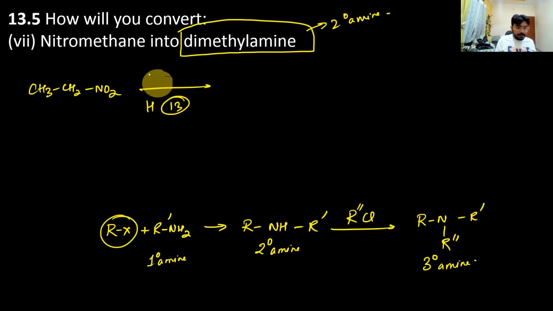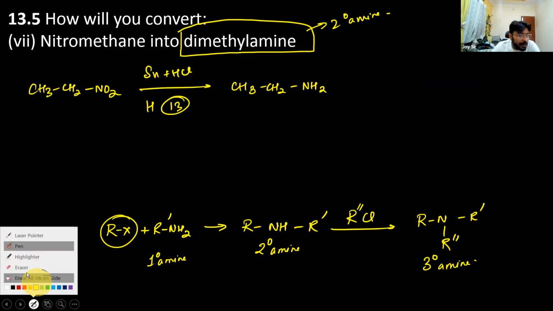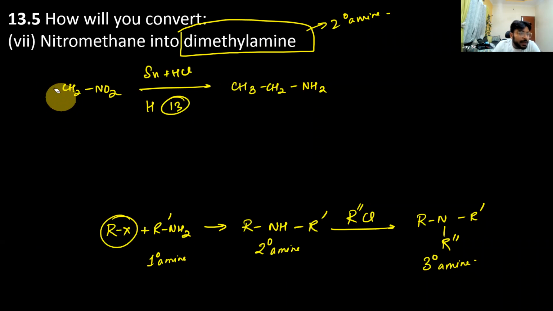Alright? So if I give it Sn plus HCl, what will I get? It will give me CH3CH2NH2. Fine. So what did I get? Oh, it was nitromethane, I wrote ethane. Alright? It will be nitromethane. What will the amine be? There will be 1 carbon less. Fine, no issues. There will be 1 carbon less.